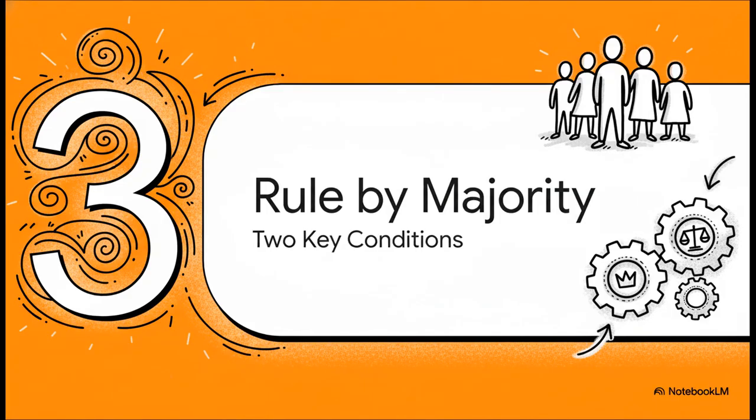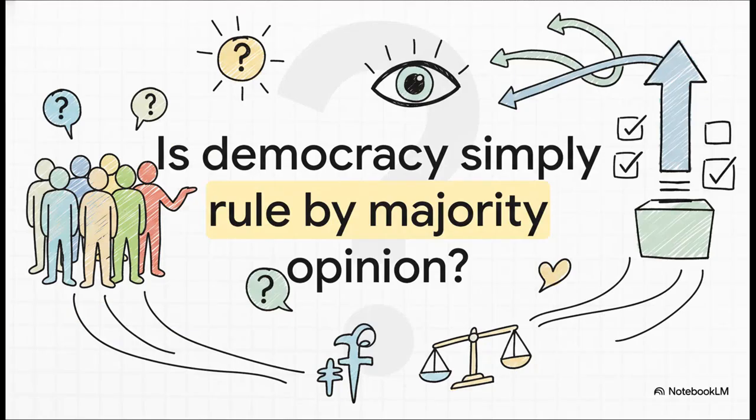But successfully accommodating so much diversity, it's not that simple. For democracy to really work, it must fulfill two very, very important conditions. We often hear this phrase, right? That democracy is rule by the majority. But let us think a little more deeply about what rule by majority really means in a true democracy. Is it just about having more numbers on one side?